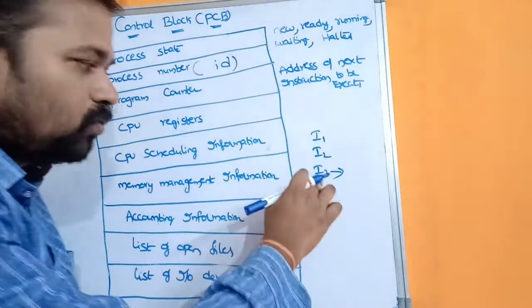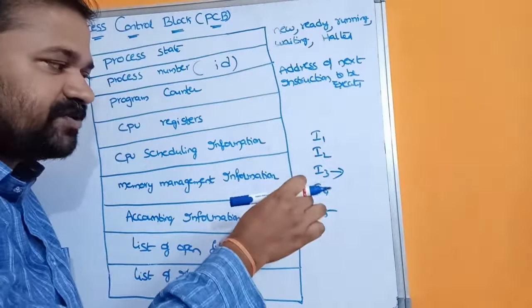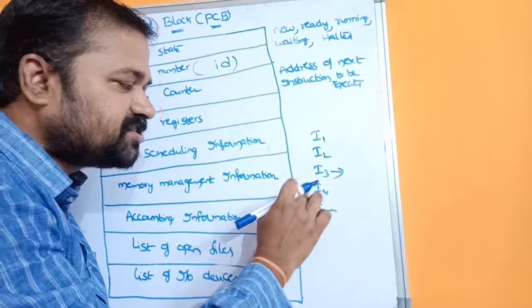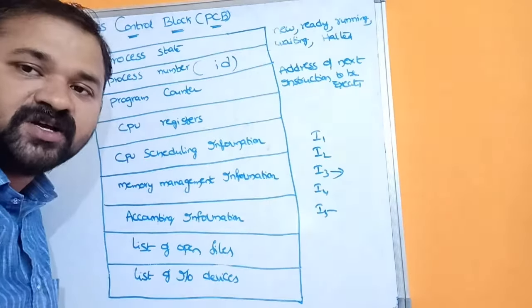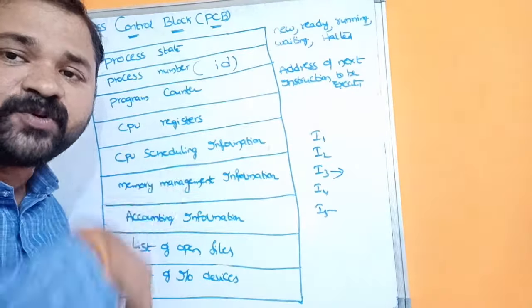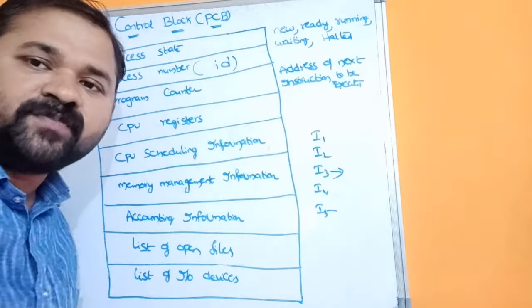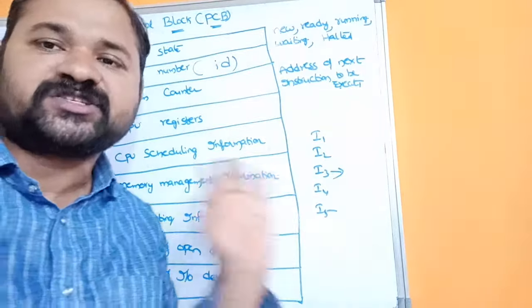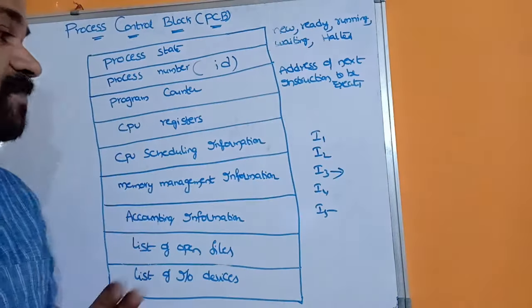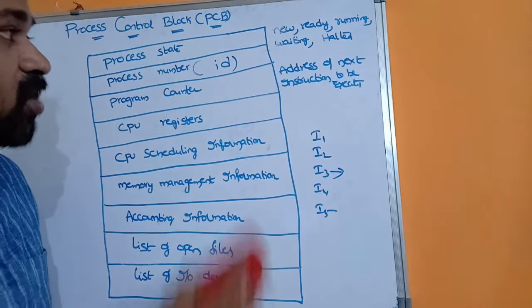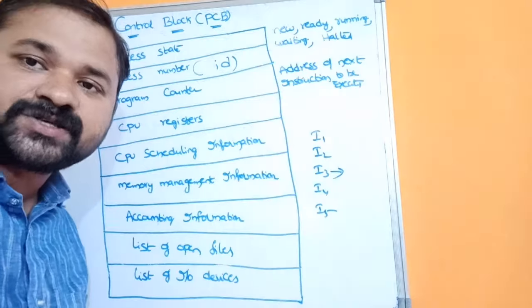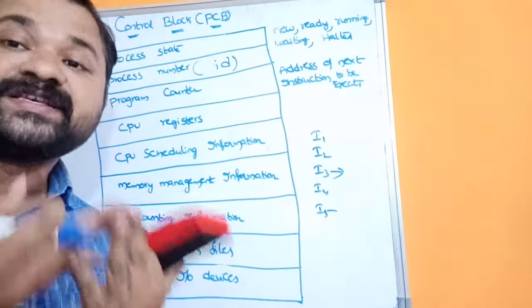Okay. So I3 instruction is already executed. So what is the next instruction? I4 is the next instruction. So now the CPU searches for what is in the program counter. The program counter contains I4. So now the CPU starts executing the I4 instruction. Okay. So what is the program counter? The program counter always maintains the address of the next instruction to be executed.